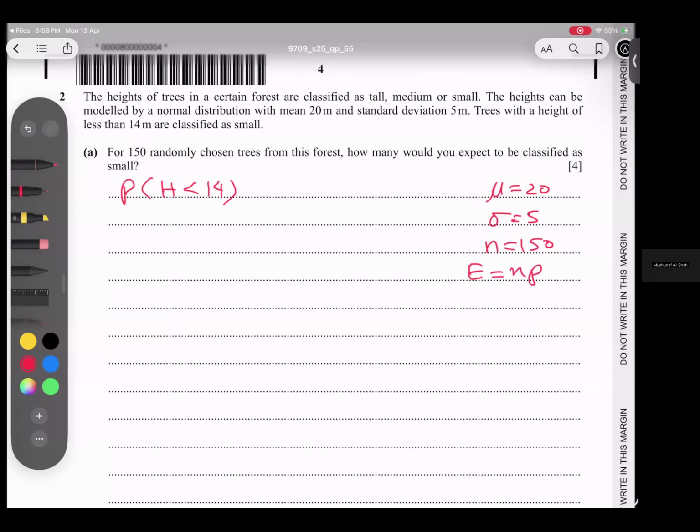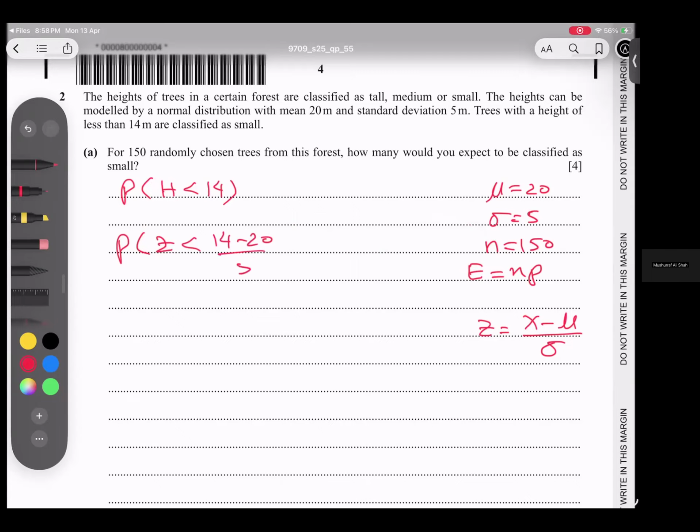So this is N is 150, and we're looking for trees classified as small. Whenever we have a value, we know very well how to convert an X value: (X minus mean) divided by deviation. So basically 14 is the X value, and when I plug in 14 here, it converts into Z.